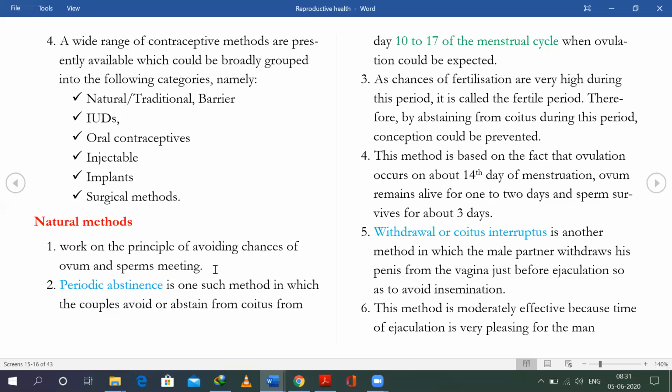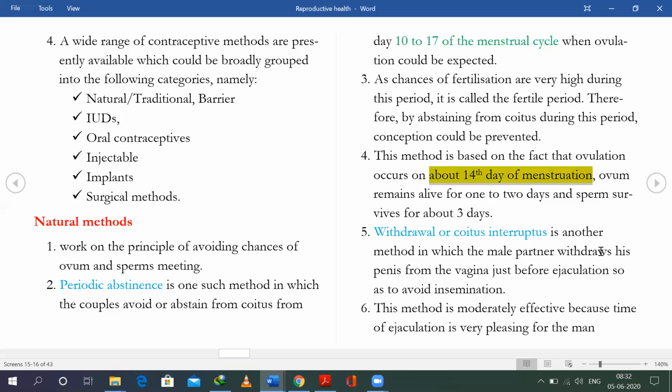And how does it happen? If you take periodic abstinence, this happens by understanding the menstrual cycles of the female partner. So in this method, couples will abstain or avoid sexual intercourse, that is coitus, from day 10 to day 17 of the menstrual cycle, when the ovulation could be expected. If you recall, the ovulation happens on day 14 of the menstruation, in the 28-day cycle.